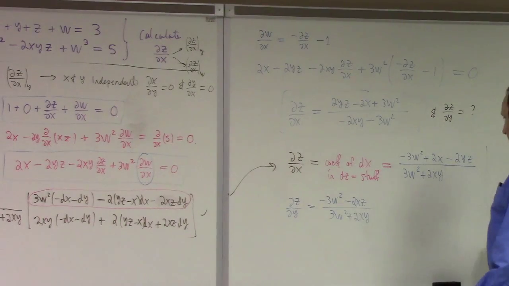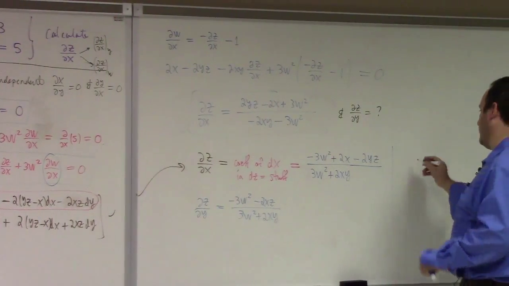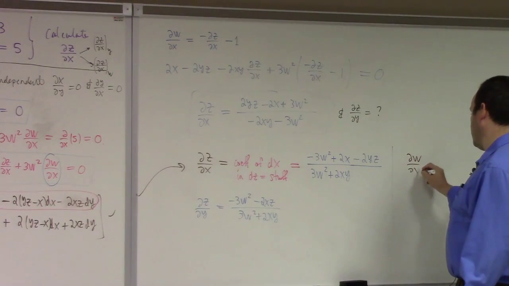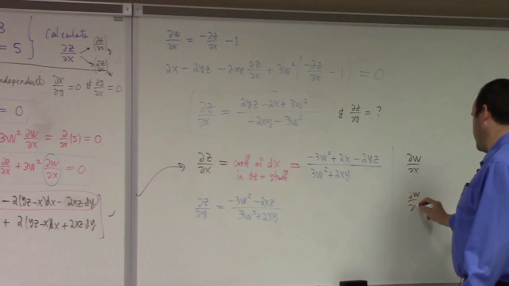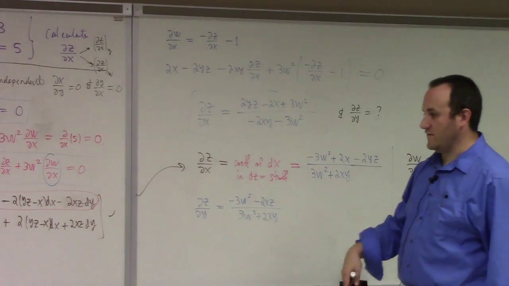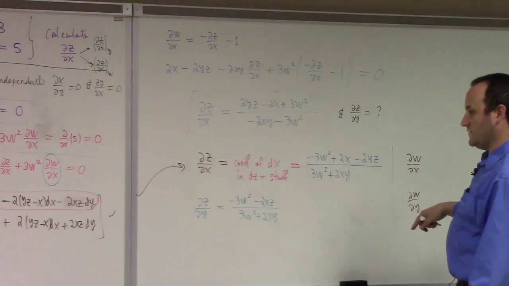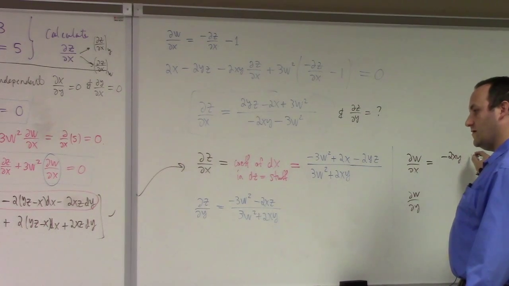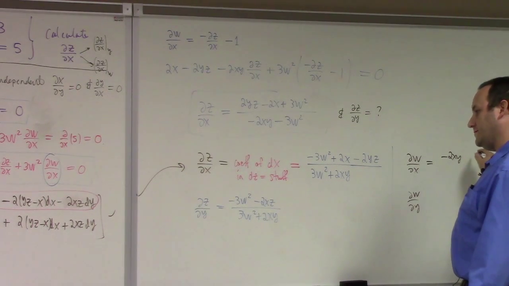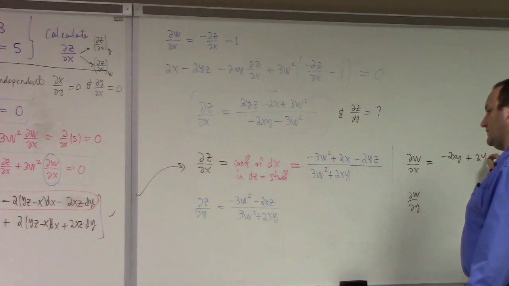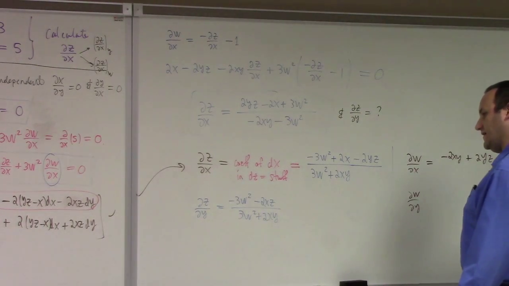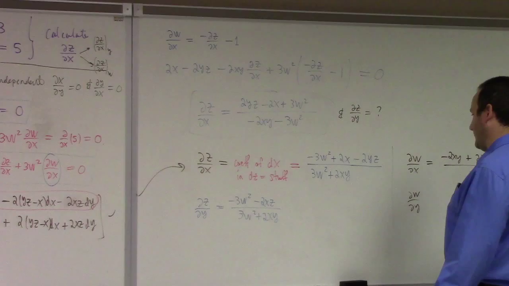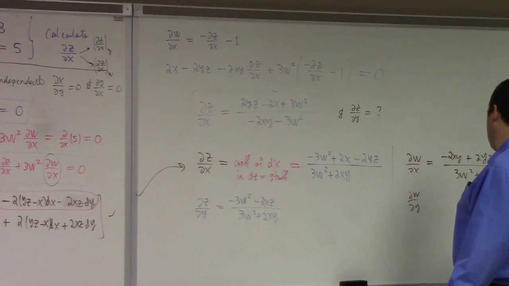I can also calculate partial w partial x and partial w partial y, also easy to calculate just from reading off coefficients. I'll just do partial w partial x. Partial w partial x would be minus 2xy plus 2yz minus x divided by, of course, the same 3w squared plus 2xy.